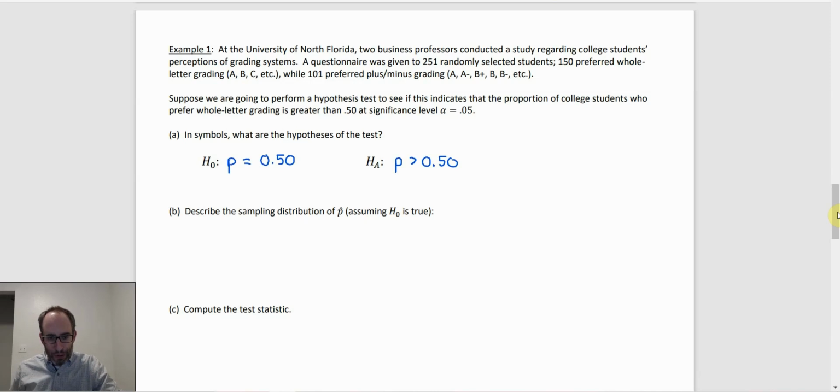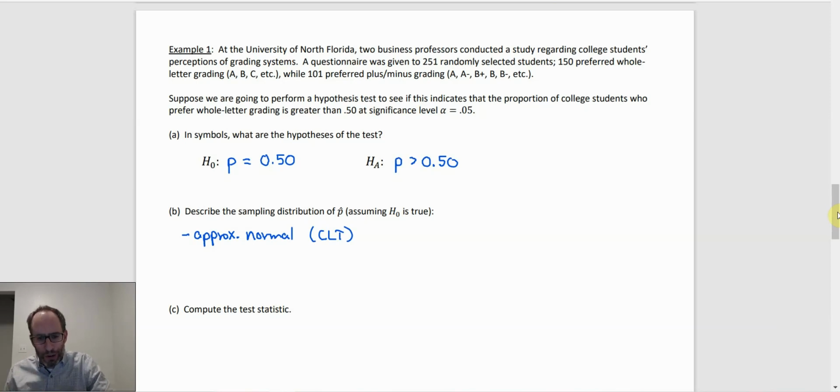Assuming the null is true, right, so assuming that p really is 0.5, we do have a big enough sample size. So we can say that the shape would be approximately normal. Right, so this really is the central limit theorem step right here. So I'm going to put CLT in parentheses. And the reason this works is because we need n times p0 and n times 1 minus p0 to both be at least 5. Here they're way bigger than that.